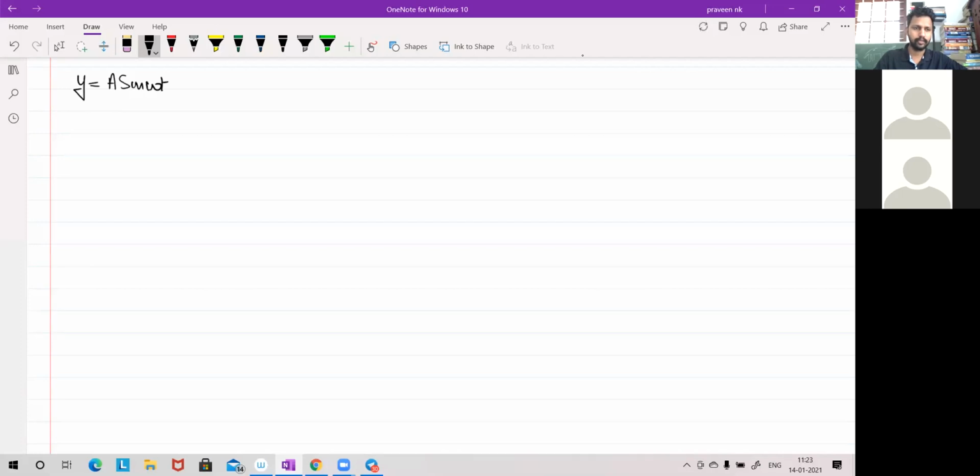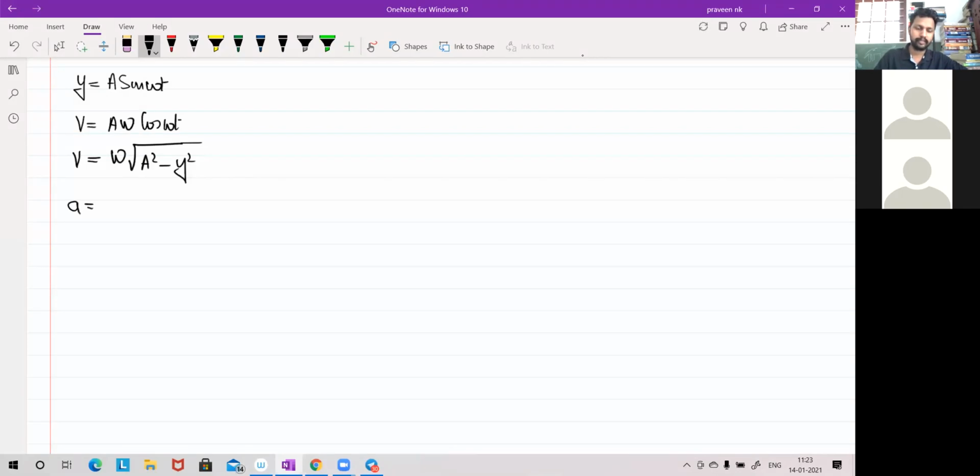The equation for velocity of SHM was V is equal to A omega cos omega t. And there was one more equation, V is equal to omega root of A square minus y square. Yes, it is omega root of A square minus y square.